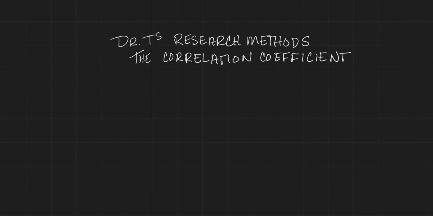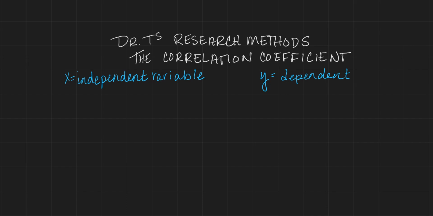In this Research Methods Basics video, we'll be talking about the correlation coefficient. In previous videos, we have thought about the importance of understanding the relationship between our independent variable, the x, and the dependent variable, or y. We can also think of the dependent variable as our outcome variable. That's the one we're most often interested in understanding, and we're looking at the relationship between these two.